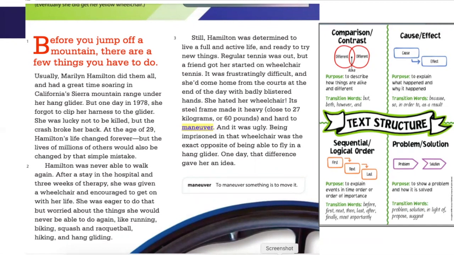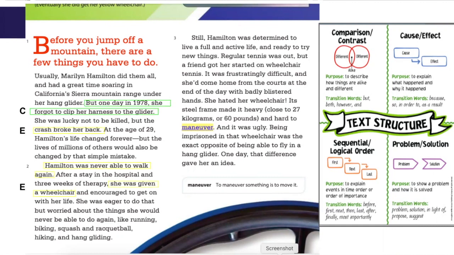Did you hear any signal words to help identify an organizational pattern? I didn't either, but I did notice in this paragraph that the author explains that Marilyn forgot to clip her harness to the glider. This caused something bad to happen. Because she forgot to clip her harness to the glider, she fell and broke her back. This is the effect. Remember, the cause is why something happens, and the effect is the result of it happening. So I'm going to annotate my text now.